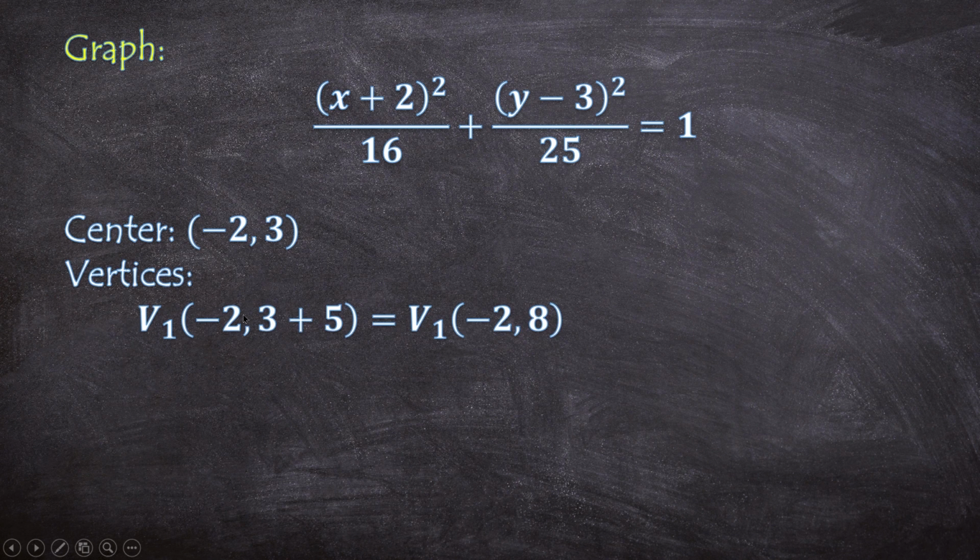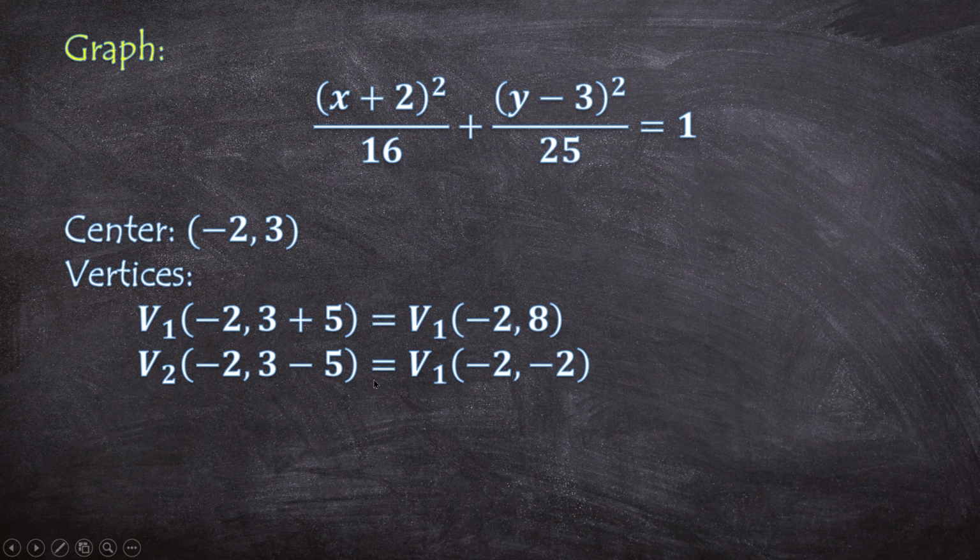So for the vertices, we have a vertical major axis, so the y component must be changing. So copy the x component of the center, and then you add a units from the center. So we have negative 2 and 8. And also for the second vertex, we subtract a units from the center. So we have 3 minus 5. So we got negative 2, negative 2.